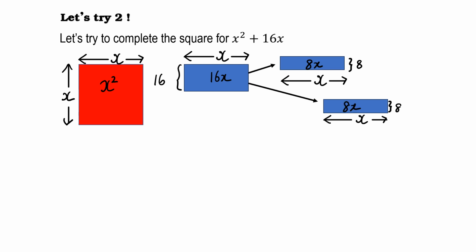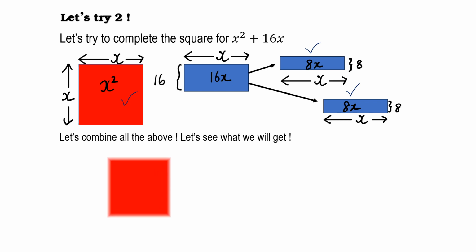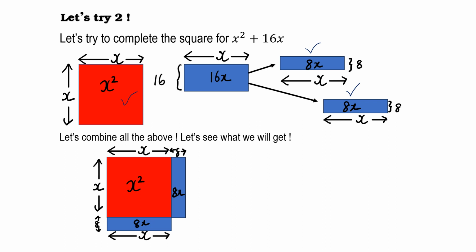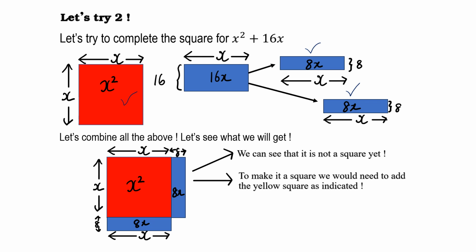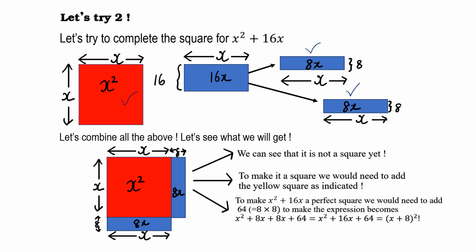Alright, then the next step is, as what we have done earlier on, we're going to combine the three figures. We have put the tick there and see what we get. Right, so it is not the square yet. So we have to add the yellow square as indicated in the diagram.